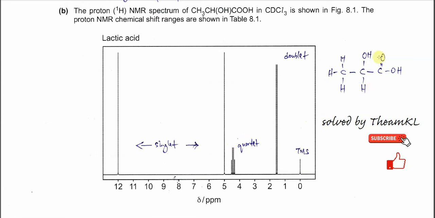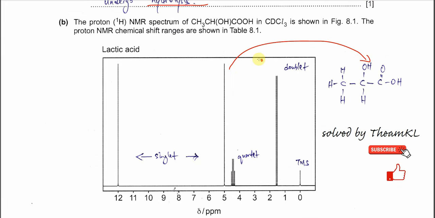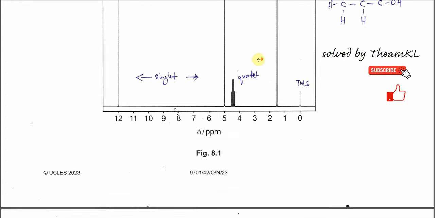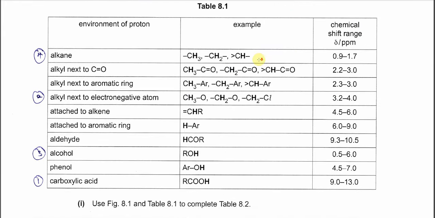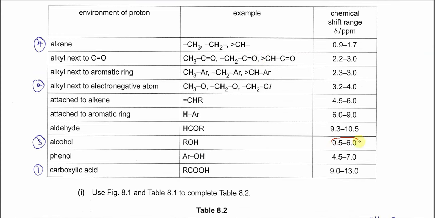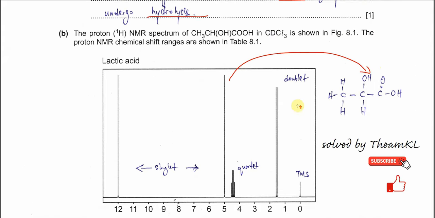Now two singlets remain. This proton is bonded to O, so it will not really couple with others, so it's a singlet. This signal is for this hydrogen. From the tables you will know later, it's around 5, actually here, 0.5 to 6. And of course the last singlet is here, the COOH. This proton also will not couple with others, so it's a singlet, and this peak is for this proton. Therefore the four peaks are for four different protons.